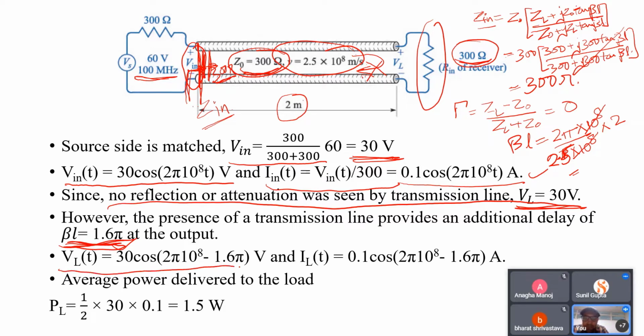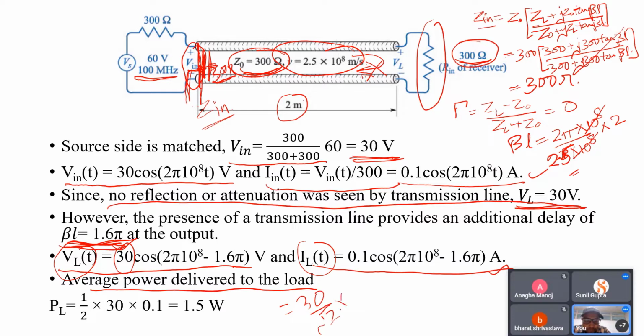Once the value of beta L is found, the load voltage is defined as 30 cos of omega t minus beta L, and the current is defined as 0.1 cos of omega t minus beta L. So the average power delivered to the load will be the RMS value of this voltage times the current, which is 30 divided by root 2 into 0.1 divided by root 2, which is 1.5. So that's how you can calculate the value of load power.